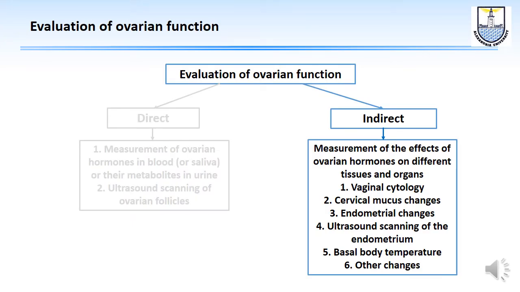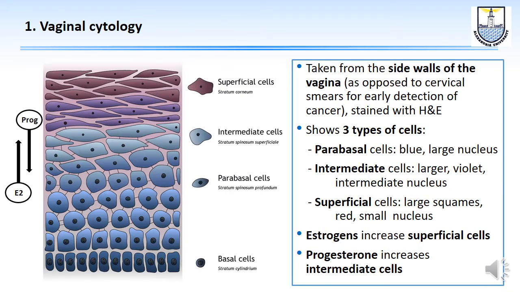Now, enough for the direct methods. Let's look at the indirect methods, which means the measurement of the effects of the ovarian hormones on the different tissues and organs. And let's start with vaginal cytology.